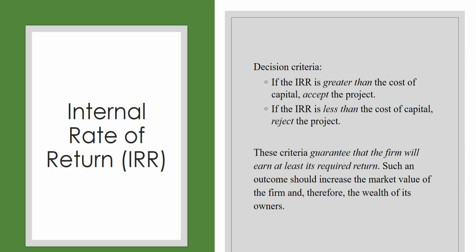So if the internal rate of return is greater than the cost of capital, then you would accept the project. If it's less than the cost of capital, then you would reject the project. So this guarantees that the firm will earn at least its required return. If the projects are independent, then you would accept all projects where the internal rate of return is greater than the weighted average cost of capital. If they're mutually exclusive, then you would accept the project with the highest internal rate of return, assuming that the internal rate of return is still greater than the weighted average cost of capital.